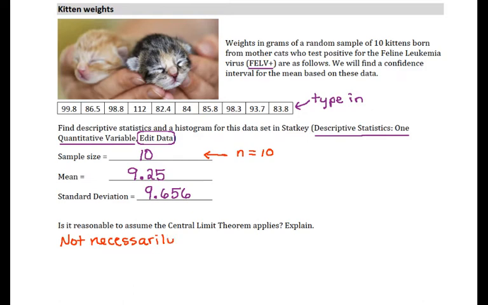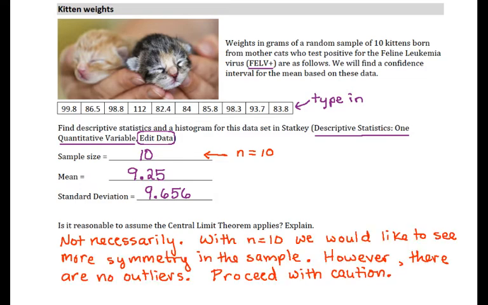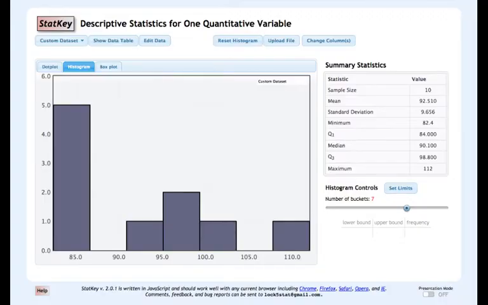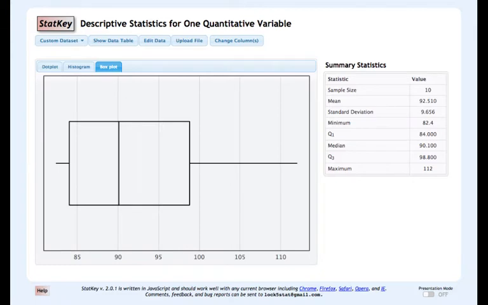For n equals 10, we might like to see a little bit more regularity and symmetry in our sample. However, if we look at the histogram and even a box plot again, we can see that there are no outliers in this sample, and so it might be reasonable to proceed. Sometimes when it's not totally clear, we just say proceed with caution. So coming back here, if I go to the box plot, I can see that there are no observations that were identified as outliers.